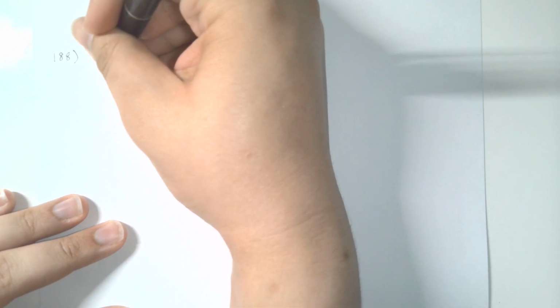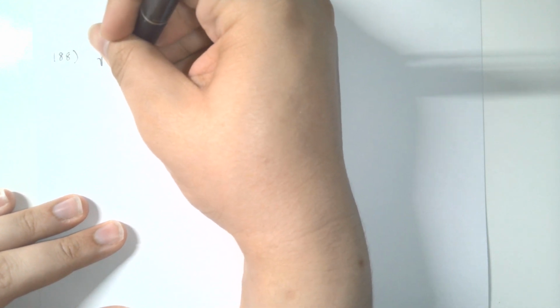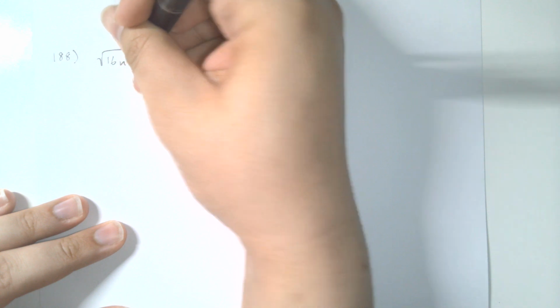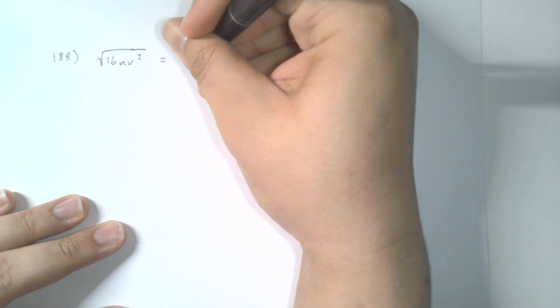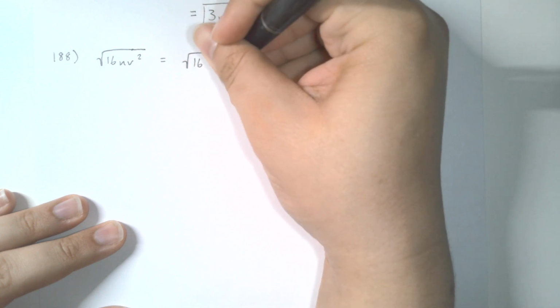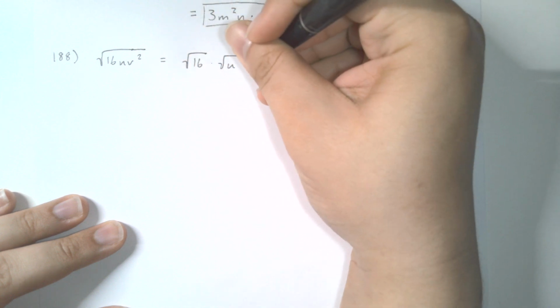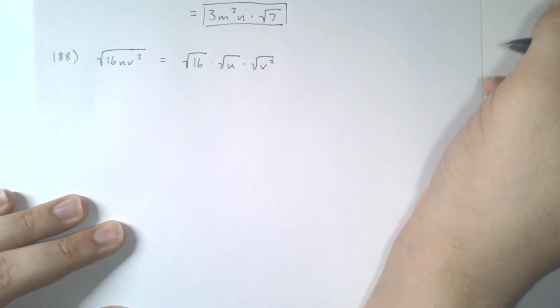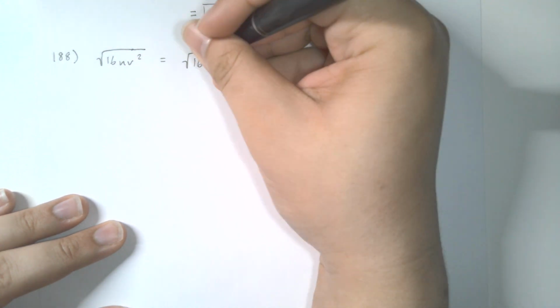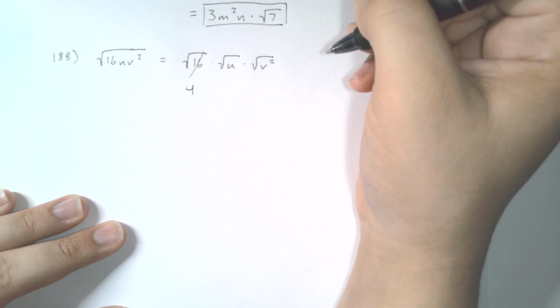So for 188, we have the square root of 16uv squared. And we can break that up as the square root of 16 times the square root of u times the square root of v squared. Well, the square root of 16 is a perfect square already, so this is just 4.